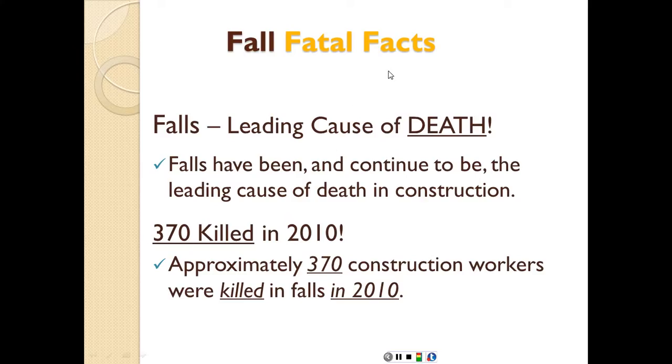Some fatal facts about falls. Falls are the leading cause of death. Falls have been and continue to be the leading cause of death in construction. In 2010, for example, based on statistics from the Bureau of Labor Statistics, we had 370 people killed on construction sites resulting from falls.